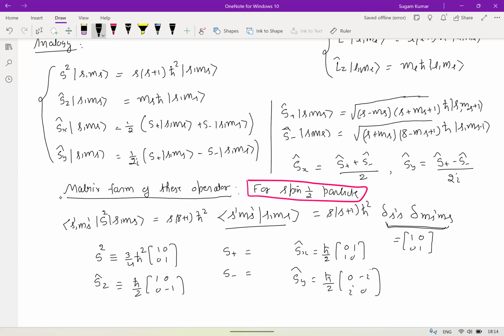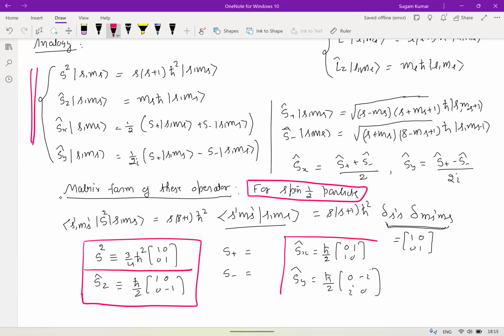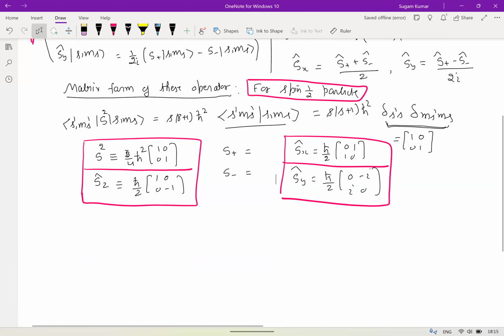I tried to show all these equations just to let you understand how these operators can be represented in matrix form. And once you know these operator matrix forms, you can calculate the eigenvalues and the eigenfunctions. So you can apply this on the state, maybe psi, and whatever eigenvalues you have, you can calculate. So this is the equation to calculate the eigenstate and also the eigenvalue.